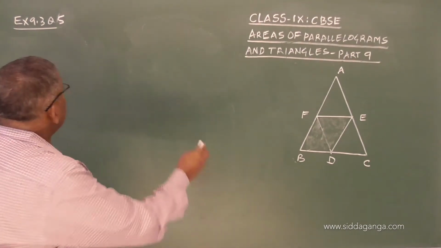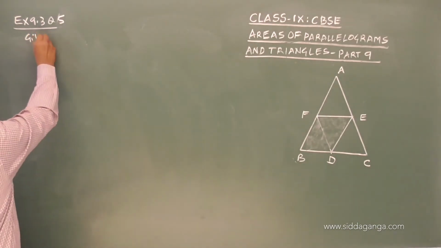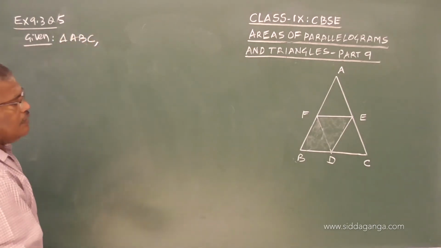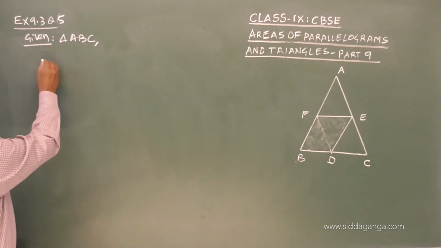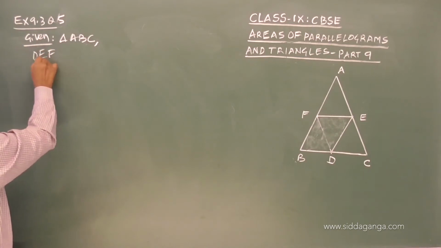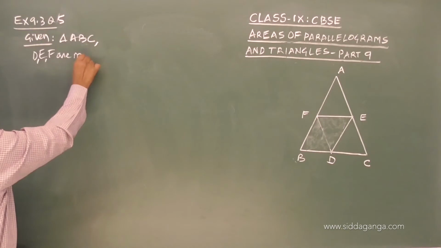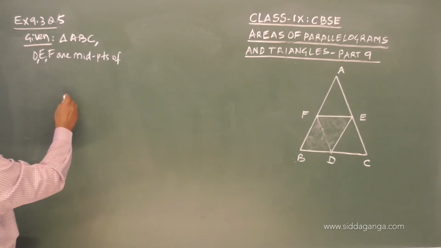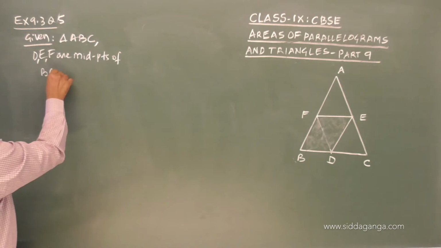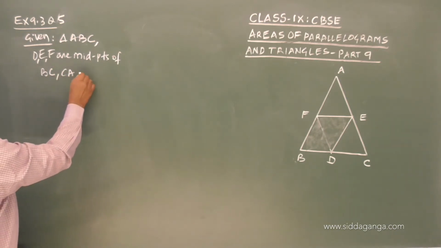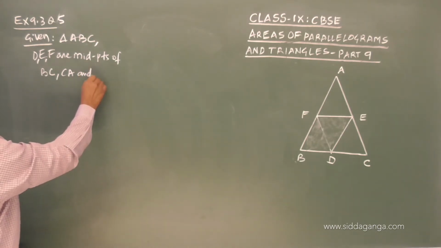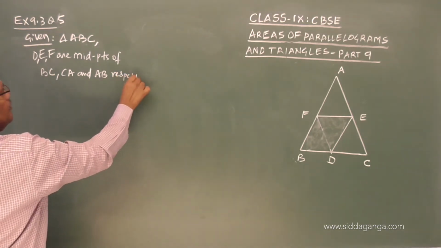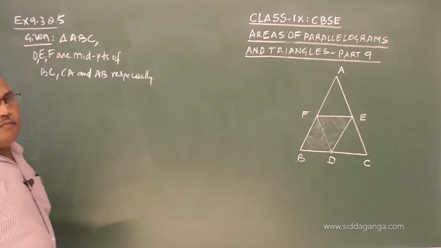So I will rewrite here: given triangle ABC with D, E, F as the midpoints of BC, CA and AB respectively. So they are the midpoints.